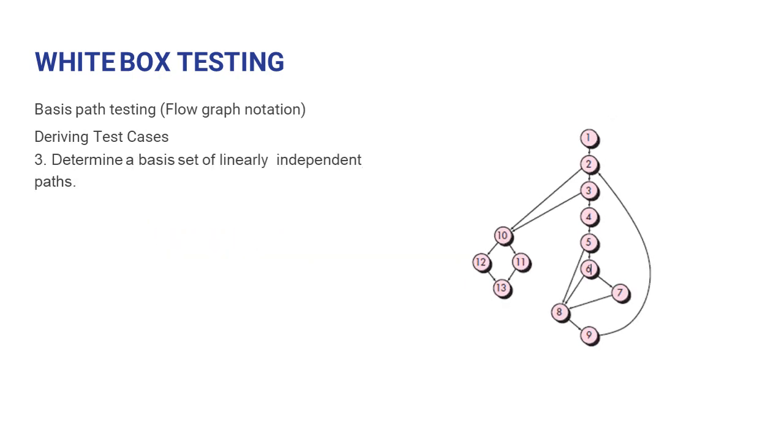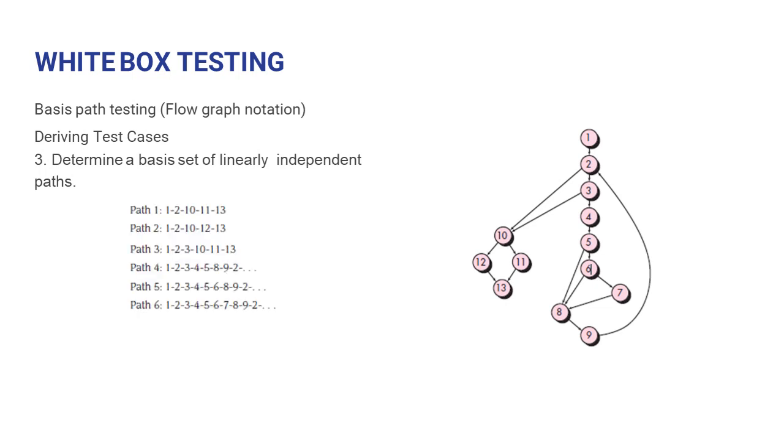Next, determining a basis set of linearly independent paths. Based on the V(G), we need to find the linearly independent paths through the program control structure. In the case of procedure average, we expect to specify 6 paths. The ellipsis following path 4, 5, 6 indicates that any path through the remainder of the control structure is acceptable. It is often worthwhile to identify predicate nodes as an aid in the derivation of test cases.